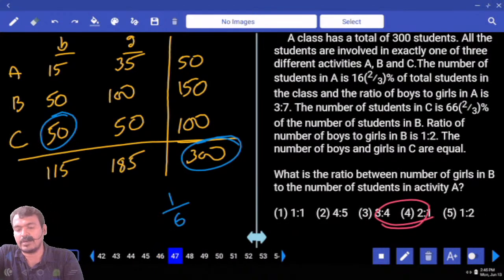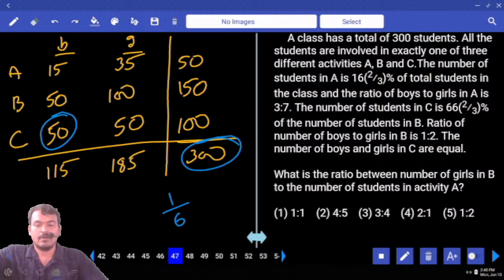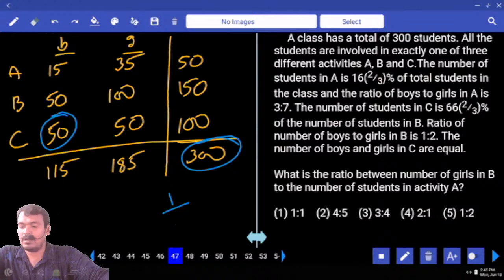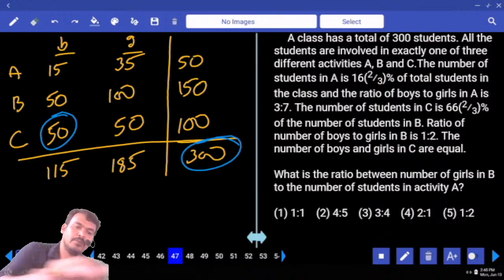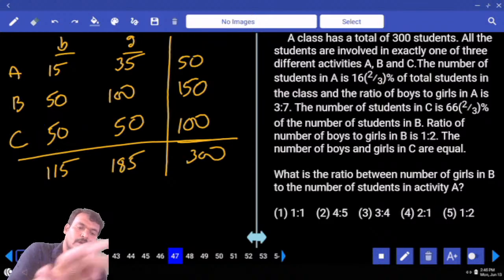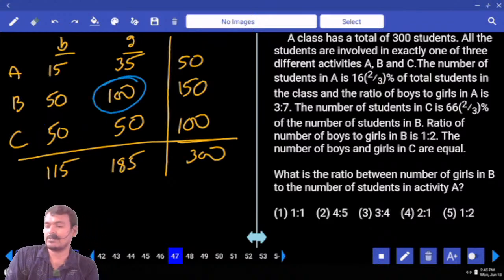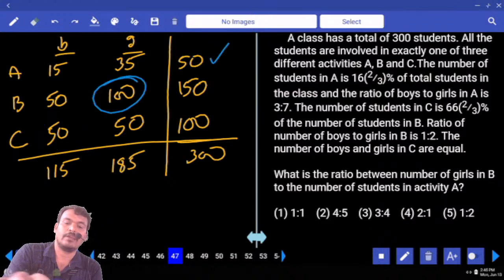Next, question number 47. What is the ratio between the girls in B to the number of students in activity A? Girls in B: 100 members. Activity A total students: 50. What is the ratio?